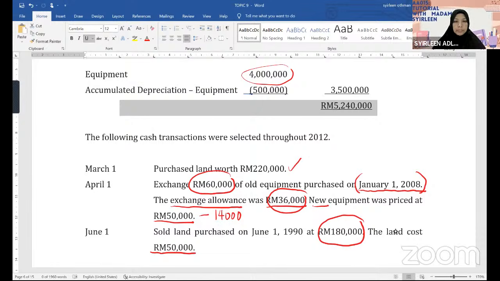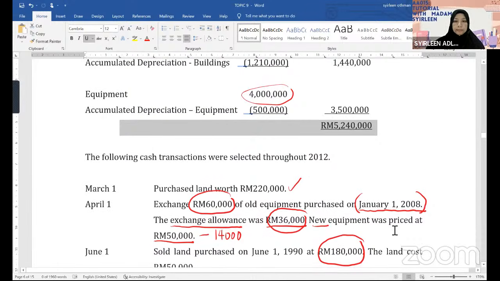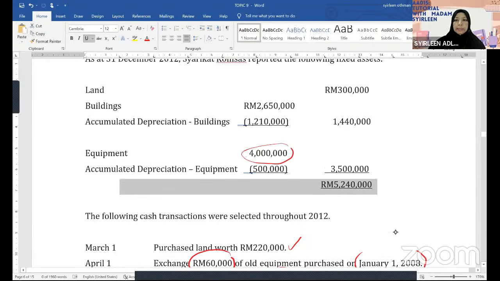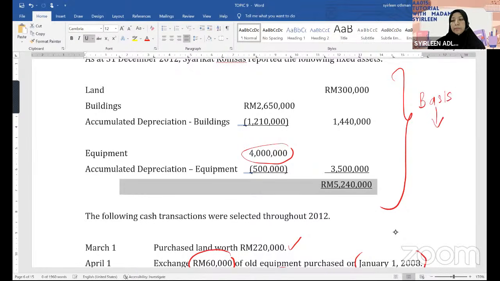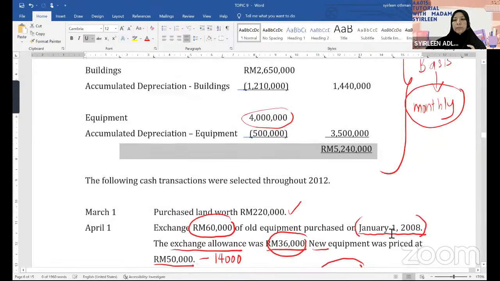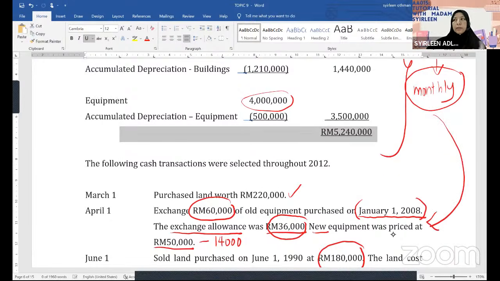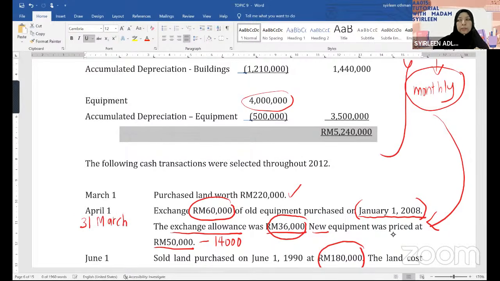Alright, okay, so kita tengok soalan. Okay, soalan tak nyatakan apa basis yang dia guna. Okay, sebab soalan ni silent, that means basis yang kita akan guna ialah monthly. Okay, so kenapa benda ni penting? Sebab bila saya nak buat disposal, alright, I kena kira depreciation expense sehingga 31 Mac. Kenapa 31 Mac? Sebab you jual 1 hari bulan April.